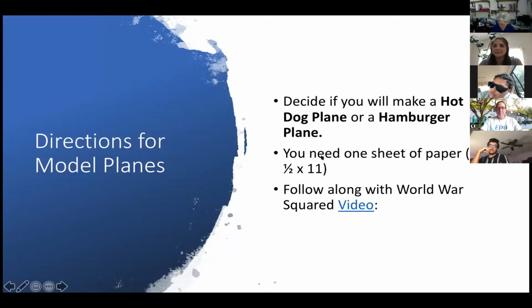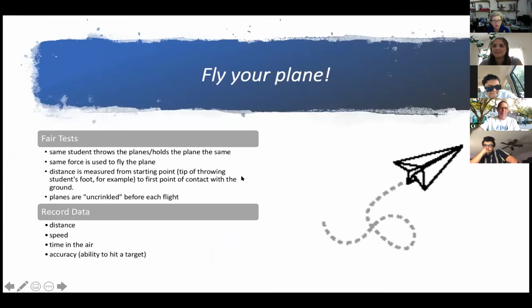All right, so you've made your plane, and before we break, remember that you want to make a fair test, and you can go to a hallway or outside or whatever, and try to throw with the same force every time, and measure from the same place every time. Don't measure the first time from the back of where you're holding your hand. You need to measure from where you release the plane.